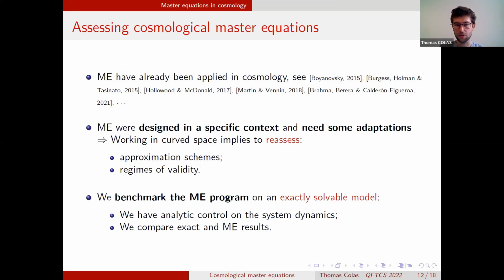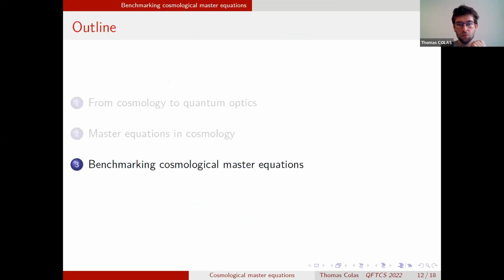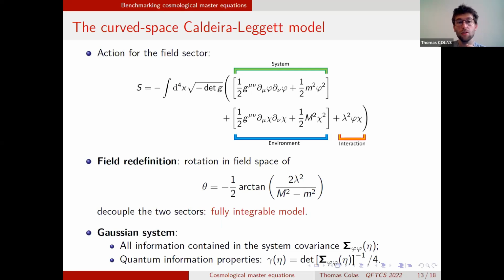So if this point is clear, I will finally end my presentation with presenting the model on which we benchmark this master equation. It's the so-called curved space Caldeira-Leggett model, and it's simply made of two massive scalar fields that are linearly coupled in a de Sitter background. These fields are called test fields, which means that they don't backreact on the geometry, which is treated classically. We take one of the fields to be light, which will be our system that we will probe, and the other one is really heavy, so that we will integrate it out, and it will constitute our environment.